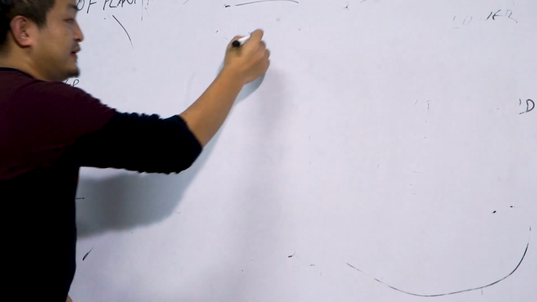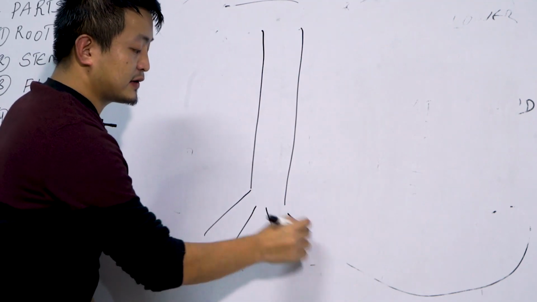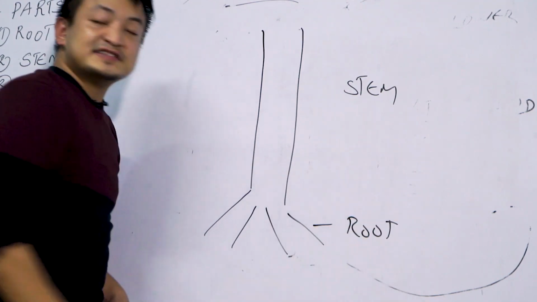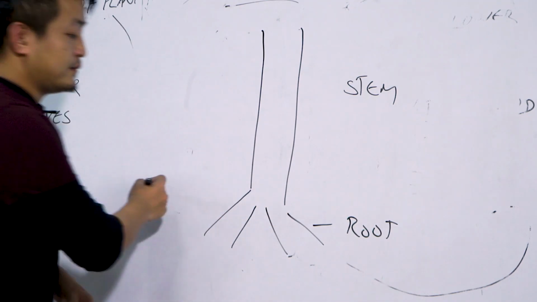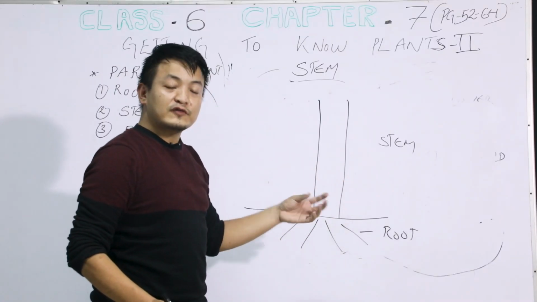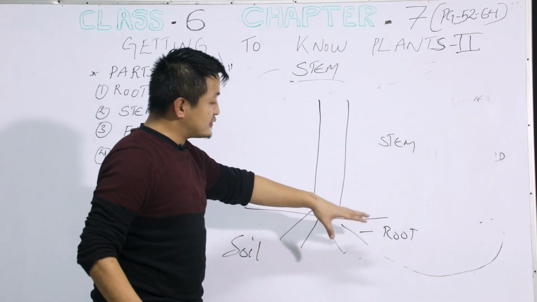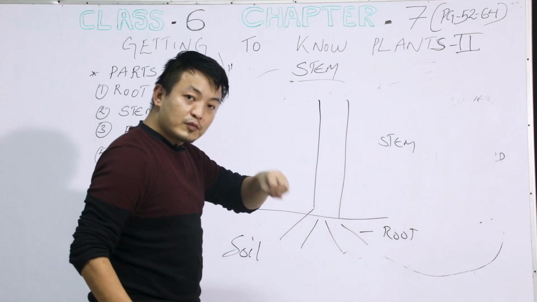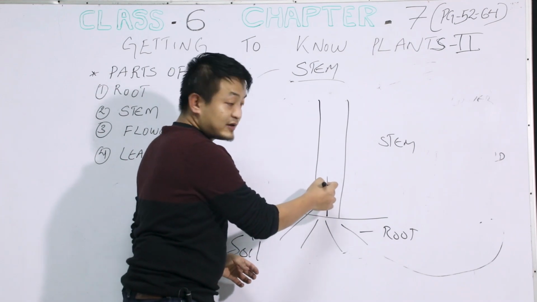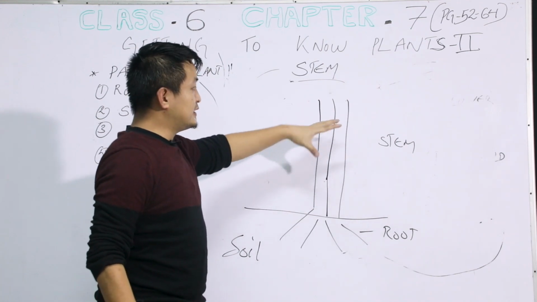Okay, students, let's say this is the stem, and then this is the root. Just now I said that the root absorbs the water and minerals from the soil. So this is the soil, and then we have a root here. The root absorbs the water and minerals from the soil, and then it goes up through the stem, and from the stem it is distributed to different parts of the plant.